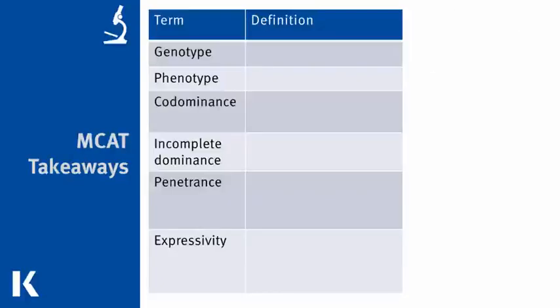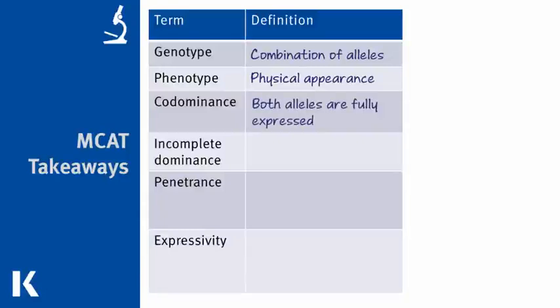In this video, we looked at a number of new terms. The genotype is the combination of alleles of a given gene, and the phenotype is how those alleles are expressed in physical or biochemical ways. We looked at codominance, which occurs when there are multiple dominant alleles that can both be expressed at once, and incomplete dominance, where we see intermediate phenotypes because one allele isn't dominant over the other.